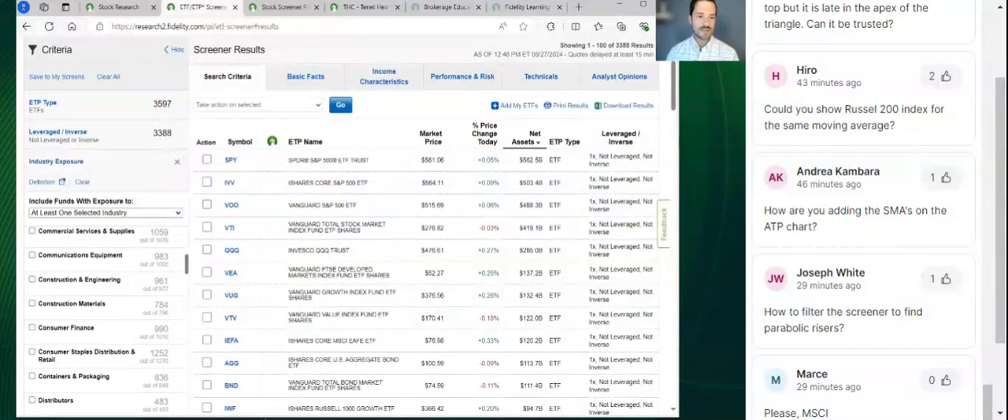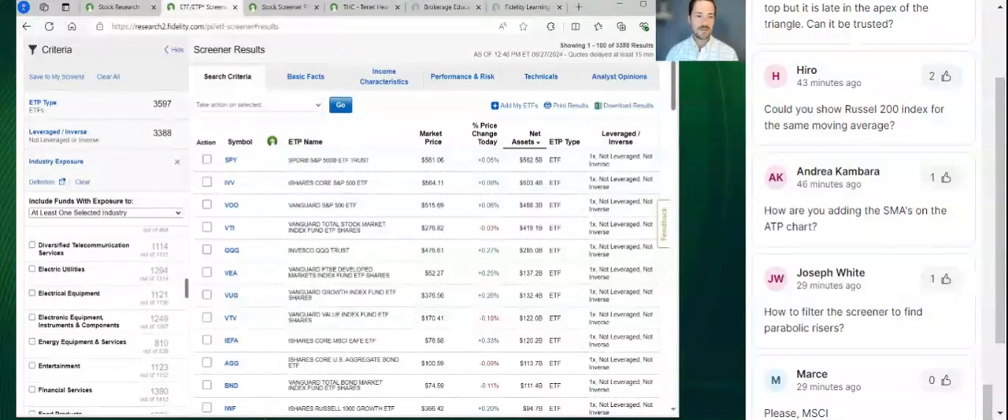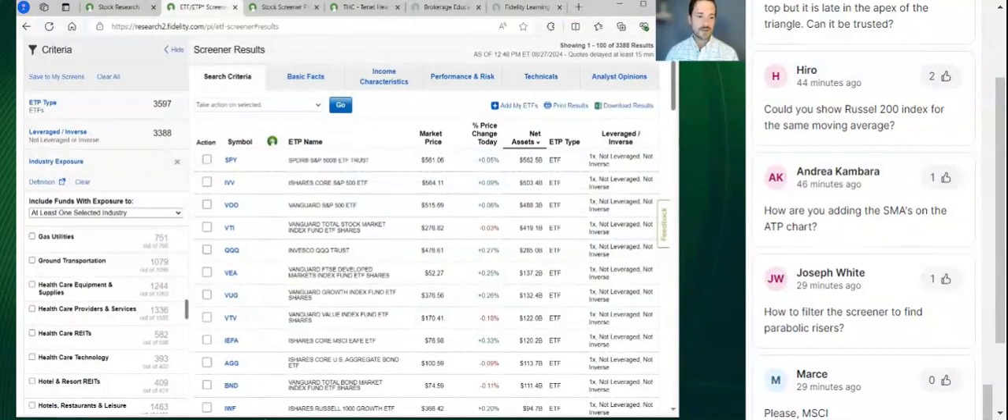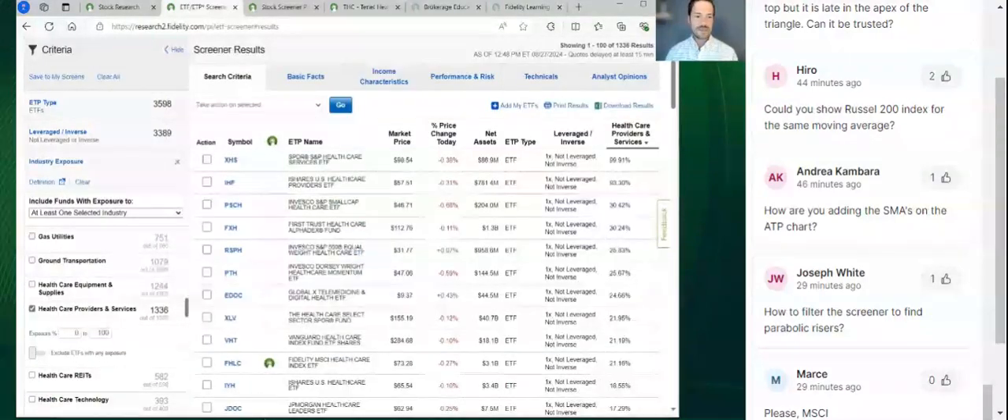You can see a long list of how many holdings some of these have within this area, healthcare providers and services. Don't be daunted here. 1,336 seems like a lot, doesn't it? What we can see is that there is a spectrum. Healthcare providers and services, how much of the holdings are in that industry starts to show up.